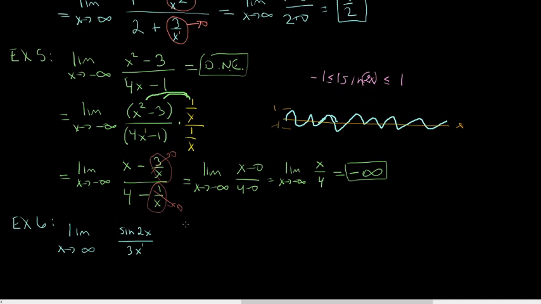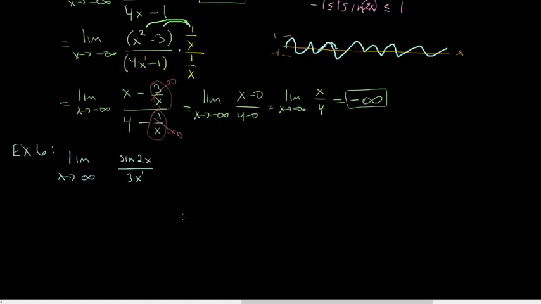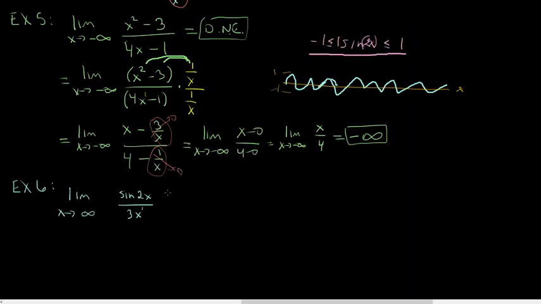So how does that help us here? Well, for this problem, let me leave this up for now. We're going to use the fact that the sine of 2x varies between negative 1 and positive 1, right? So this expression here, sine of 2x divided by 3x, is going to vary between 1 over 3x and negative 1 over 3x. Okay? So maybe now you see where this is going.